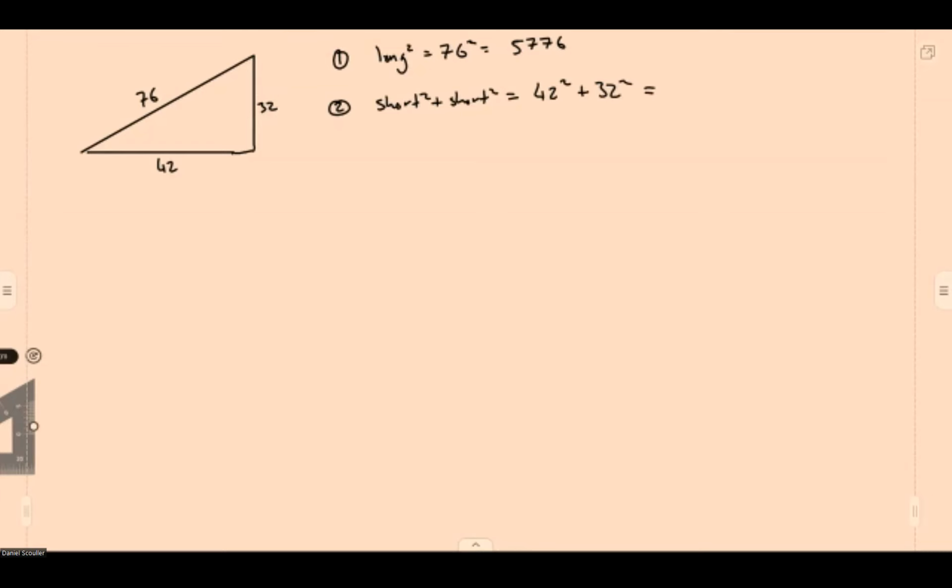42 squared, that's 32 squared. So the long side squared doesn't equal the sum of the short sides squared. So does that mean then it's not a right angle? Yeah. Okay.